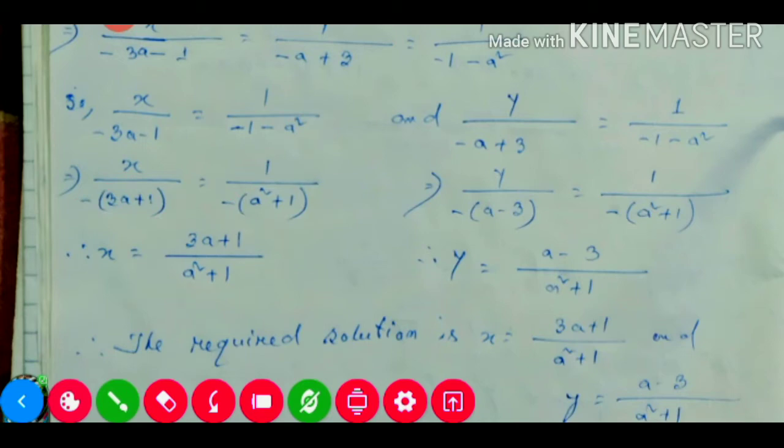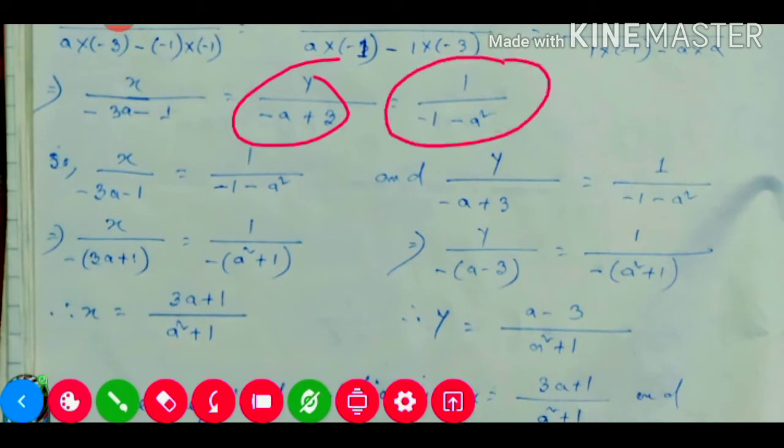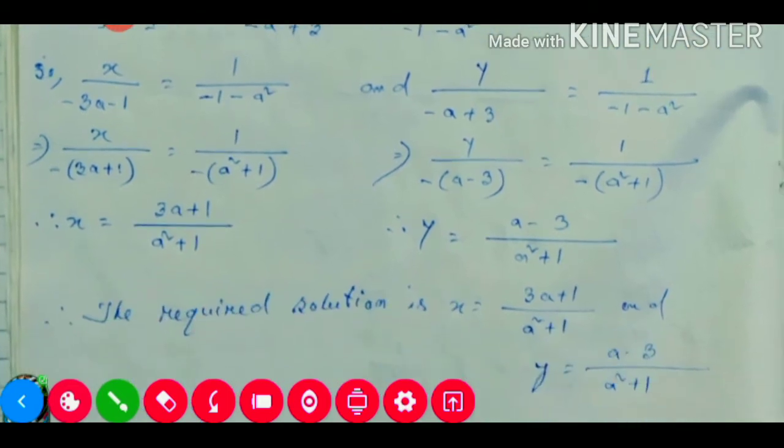And the y value will be, see, y is equal to the given minus a plus 3 is equal to, this part we will write, y divided by minus a plus 3 is equal to 1 divided by minus 1 minus a square. Now like before we will take minus as common, so a will be positive, and this one plus, so it will be plus minus minus. Similarly here also minus minus, so taking minus common, first we write a square, because of the minus it will now be plus, and minus 1, this one also will be plus, because minus minus plus.